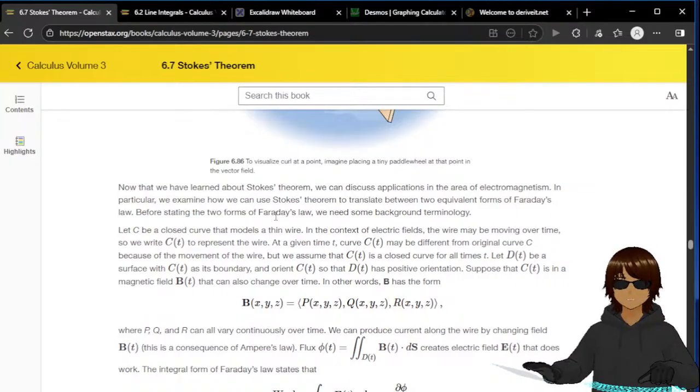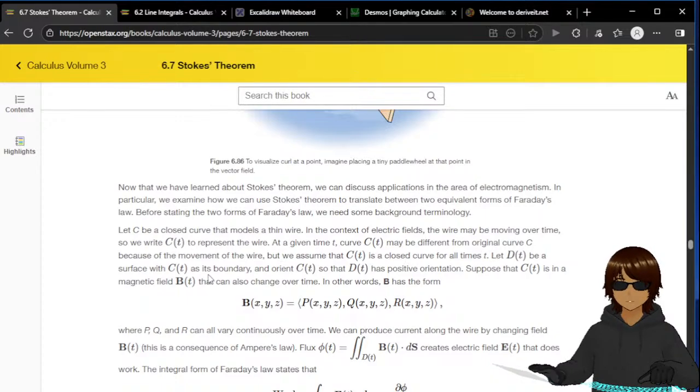Before stating the two forms of Faraday's law, we need some background terminology. Let's say a closed curve models a thin wire. In the context of electric fields, the wire may be moving over time, so we write C_t to represent the wire. At a given time, curve C_t may be different from the original curve C because of the movement of the wire. But we assume that C_t is a closed curve for all times t.